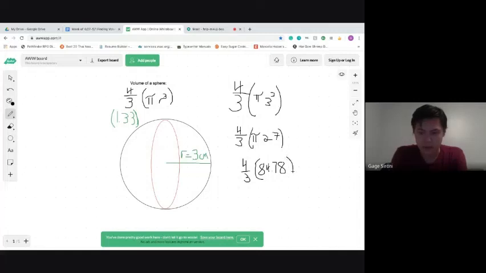Great. Okay, and our last step is to multiply 84.78 times 4/3, or 84.78 times 1.33, and our total is going to be 113.039 centimeters cubed. Because again, we're dealing with volume, so everything is cubed.